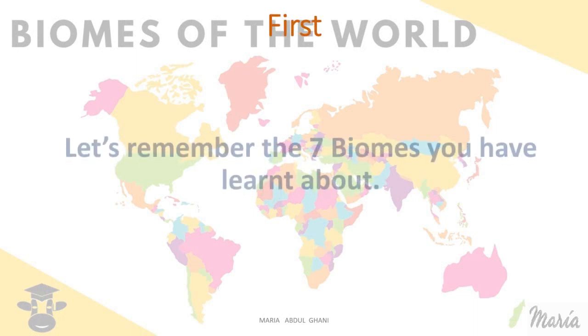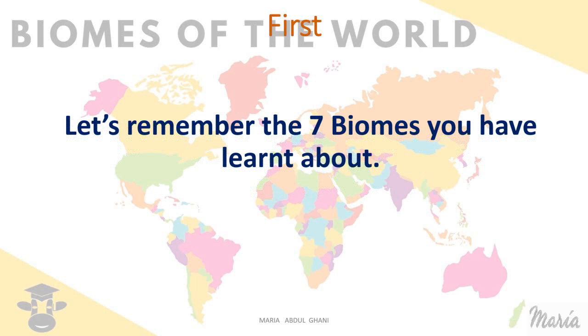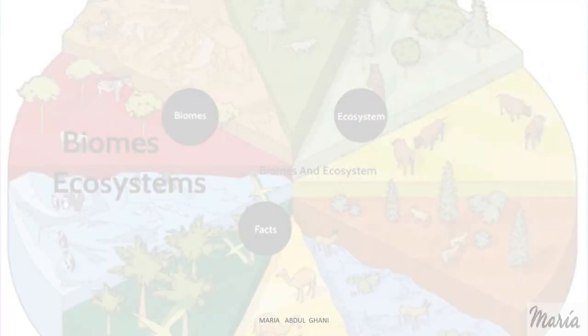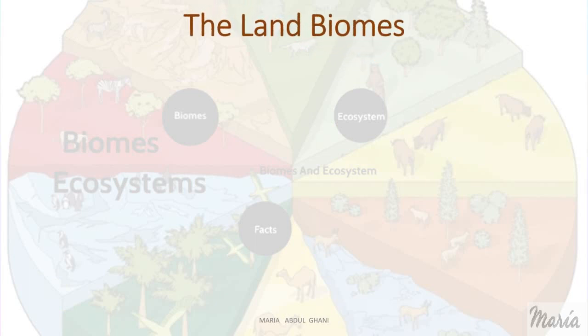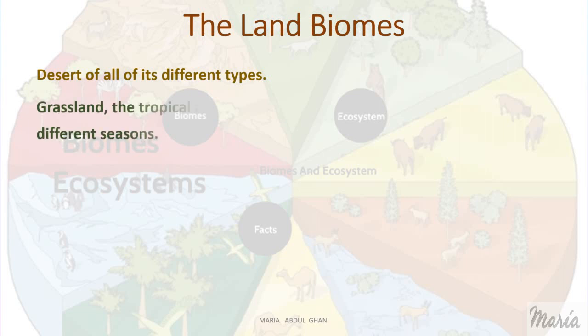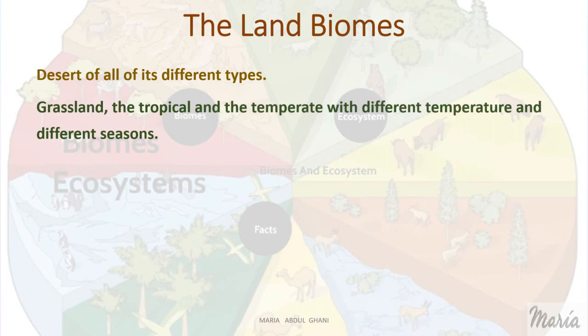First, let's remember the 7 biomes you have learnt about. The land biomes are desert of all of its different types. Grassland, the tropical and the temperate with different temperature and different seasons. Savanna, the grassland with trees and shrubs.